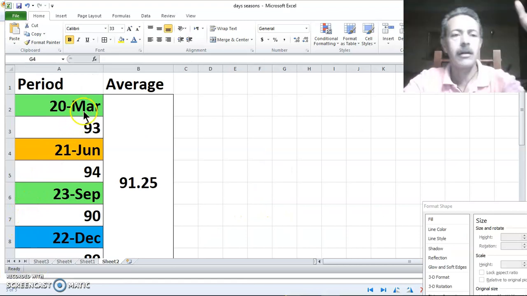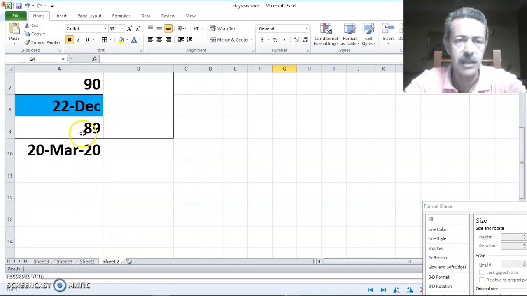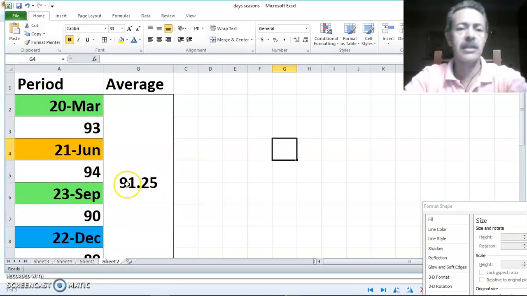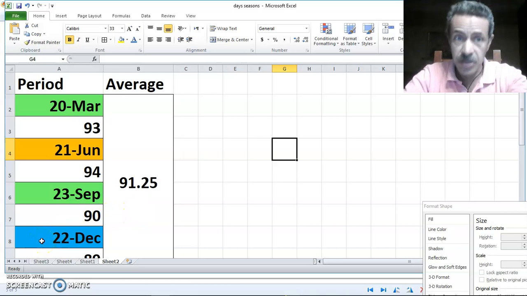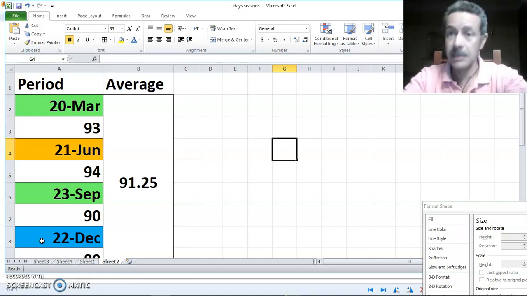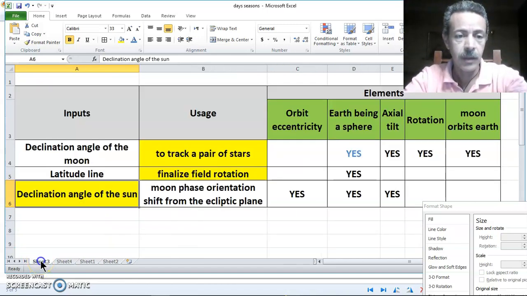As you see here, from March to June that's 93 days, from solstice to equinox to solstice, 93, 94, 90, and then down here is 89. The average is 91.25, around 25. So for this I have to use a bit of orbital mechanics, or an approximation of orbital mechanics, because it's so hard for me. I just make some clumsy math, but I still get good results.